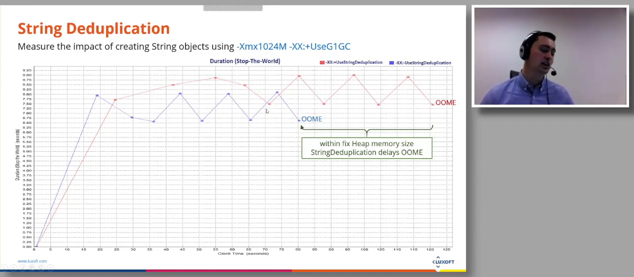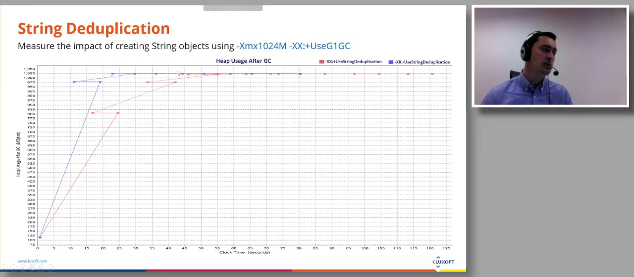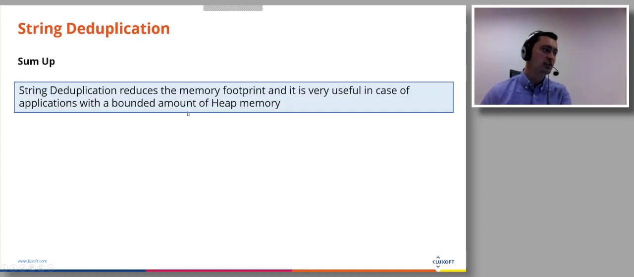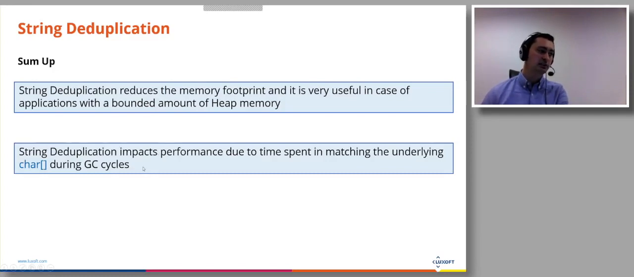If we look at it from the heap usage perspective, we might see that in the case of the blue ones, the heap usage without string deduplication was higher than with string deduplication, which leads us to conclude two things. String deduplication reduces the memory footprint, and it's a very powerful technique when you have a bounded amount of heap memory, but string deduplication impacts performance because, as we saw, the garbage collector, G1, spends more time reclaiming the heap by removing the redundant char arrays.